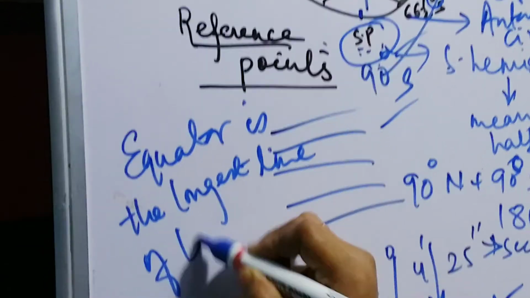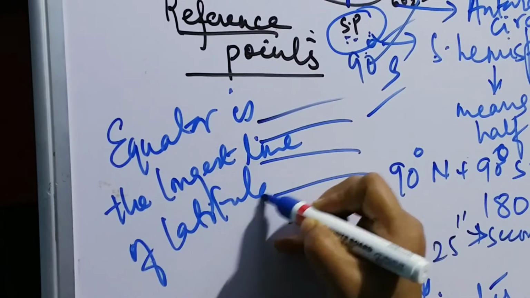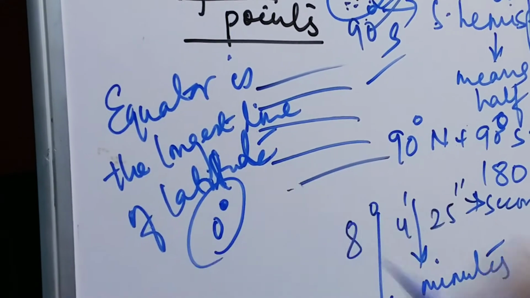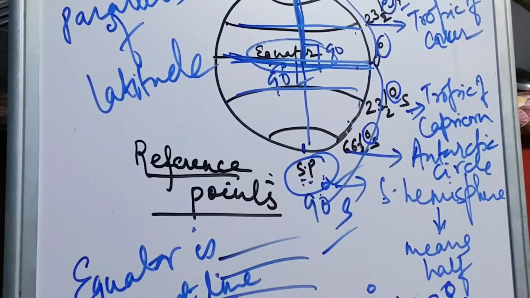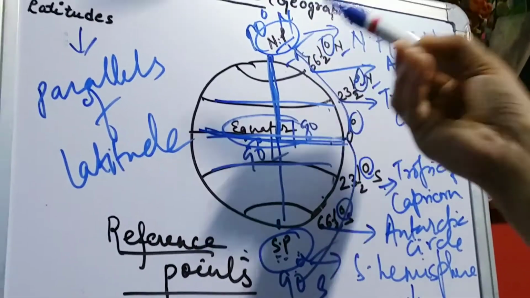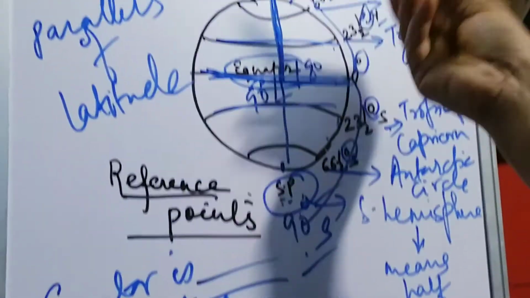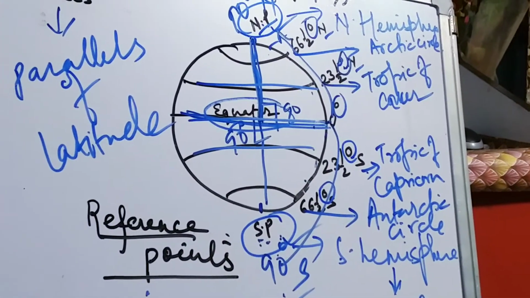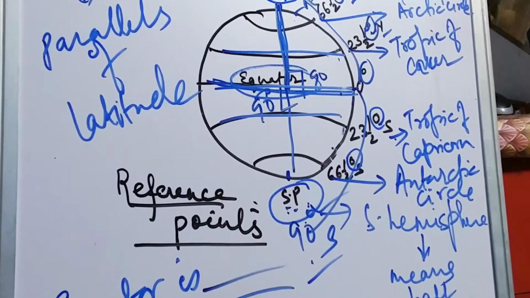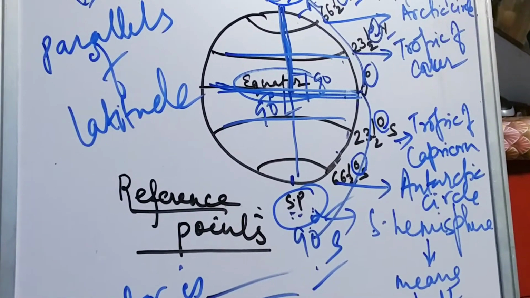And what is its degree? It is 0 degree, right? And it is dividing the earth into two halves. Northern pole, southern pole. This is the northern hemisphere, this is the southern hemisphere. So this is all about the latitudinal lines.